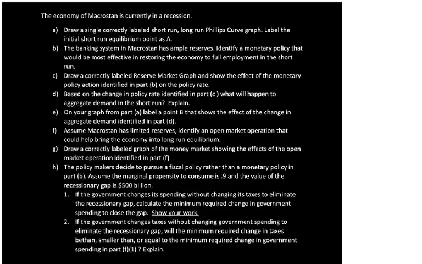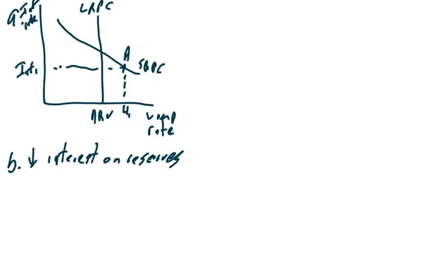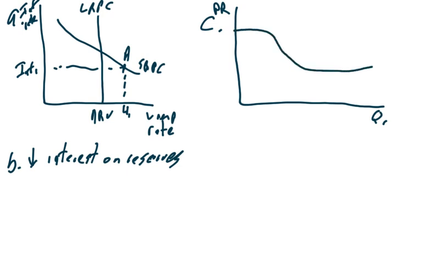So C says draw a correctly labeled reserve market graph and show the effect of the monetary policy action identified in Part B on the policy rate. Okay, so let's do C. We need to do a reserve market graph. We have policy rate to the left, quantity of reserves, demand of reserves, and since we have ample reserves, our supply of reserves would have to go right around there.